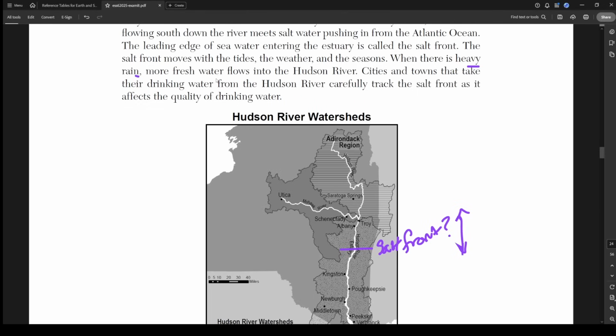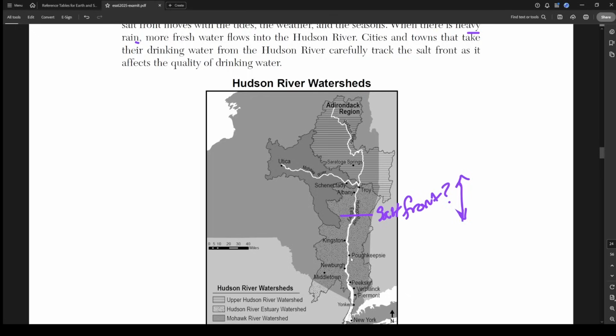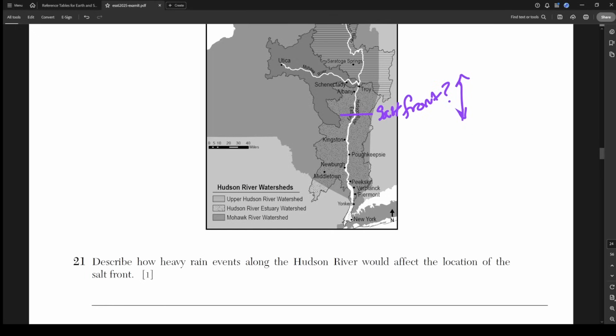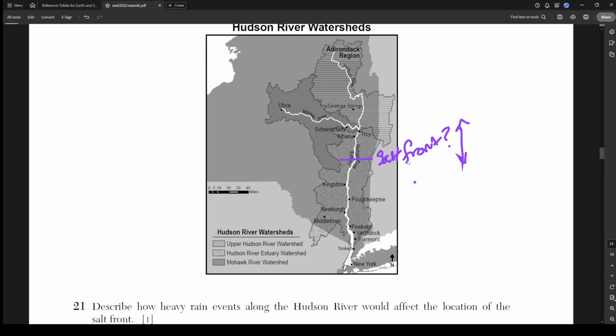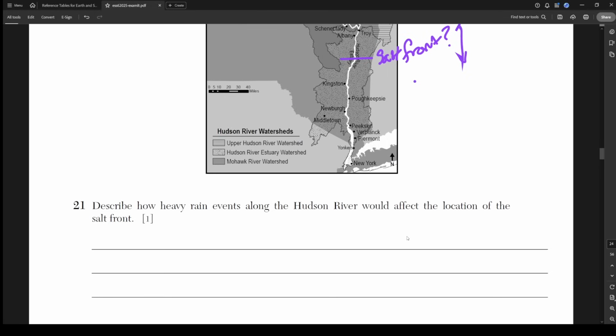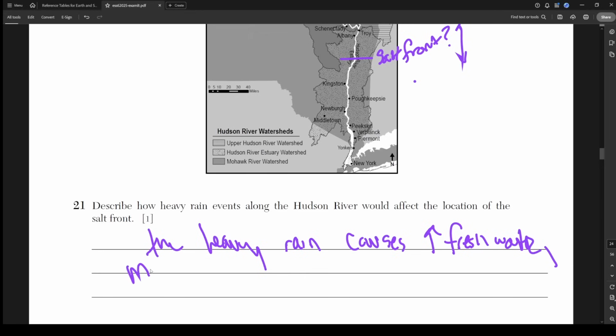When there's heavy rain, more fresh water flows into the Hudson River. So if there's more fresh water, then the salt front should move south, because it's going to push it downwards. Right? It's going to move down towards the ocean. Yeah, I like that. The heavy rain causes increased fresh water, moving the salt front south.